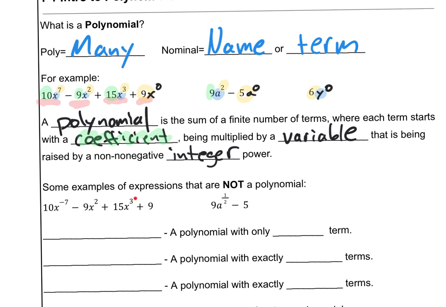And then I have some examples of expressions that are not a polynomial. See how we have negative exponents? So that makes this not a polynomial. If I was just looking at these three terms, that would be a polynomial. But because we have this negative one here, it changes things just slightly. Or here I have a fractional exponent, so that's not a polynomial. Okay, so these are not, these are.